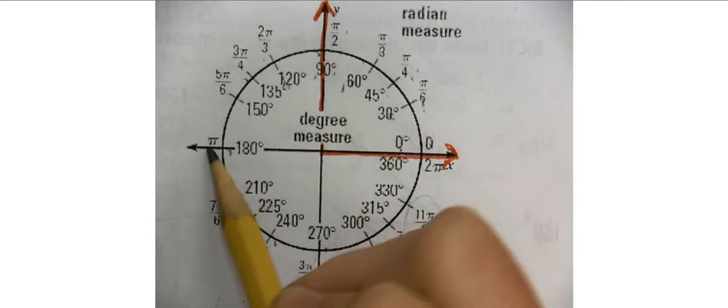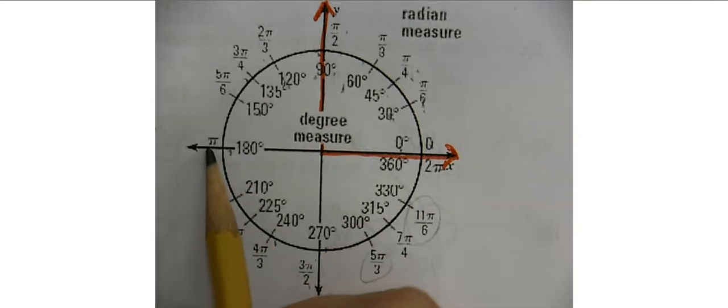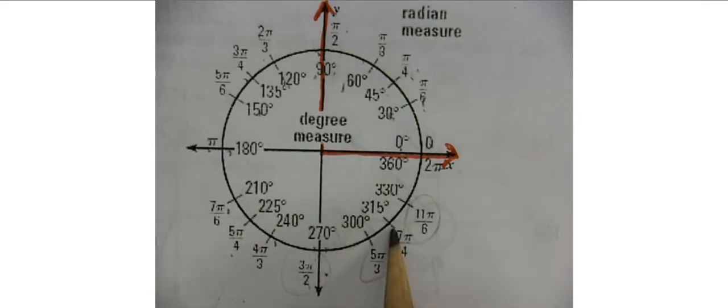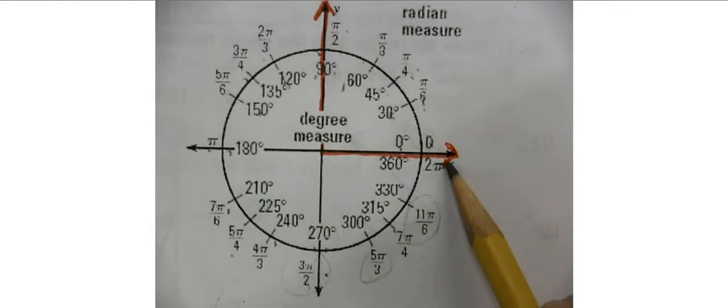Then 4 pi's over 4 is 1 pi. 5 pi's over 4, 6 pi's over 4. 6 pi's over 4 is 3/2. 7 pi's over 4, and then back up here, 8 pi's over 4 is 2 pi.